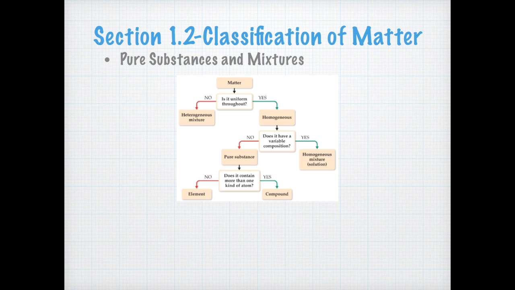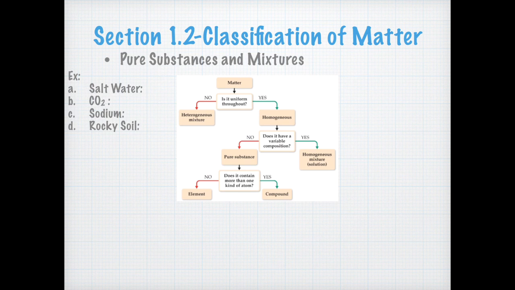If you don't have variable composition, meaning you have the same compound or the same element, then it's going to be a pure substance. And then once you have a pure substance, what you need to ask is, does it contain more than one kind of atom? If it only contains one kind of atom, like for example, copper or sodium or just chlorine, then you have an element. But if you have more than one different kind of atom, for example, Na and Cl, sodium chloride, then you'll have a compound.